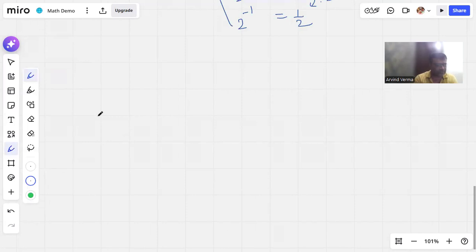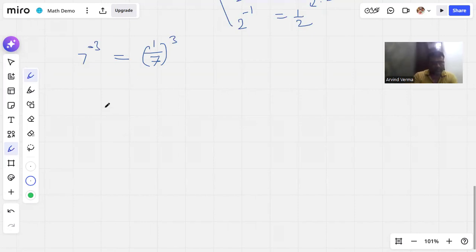Let's have some questions. 7 raised to the power minus 3. What can we write? 7 raised to the power minus 3 means the exponent is negative. So we have to reciprocate the base: 1 upon 7 raised to the power positive 3. That is what we just discussed, the law of exponent.